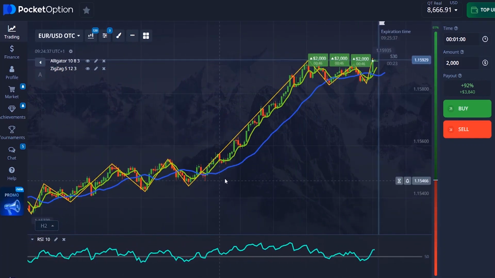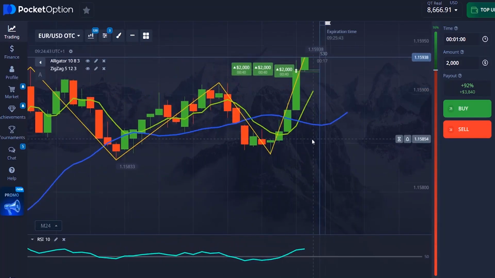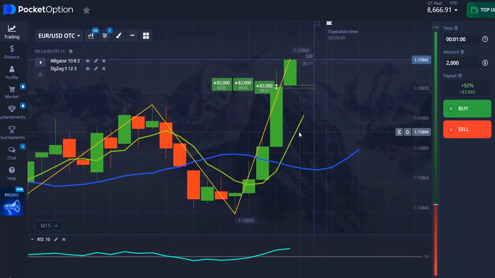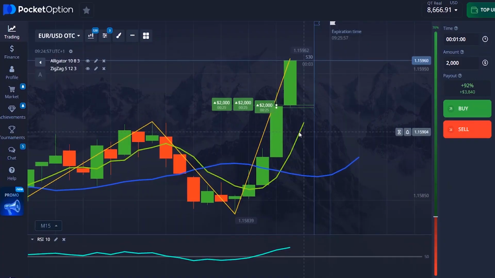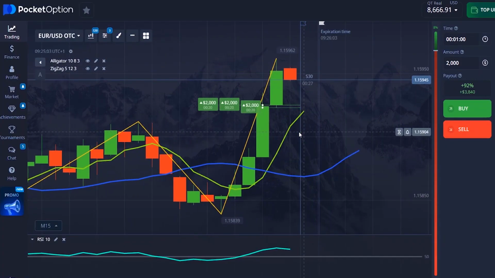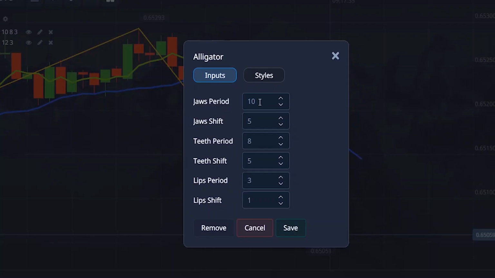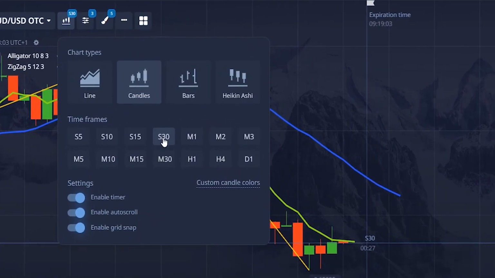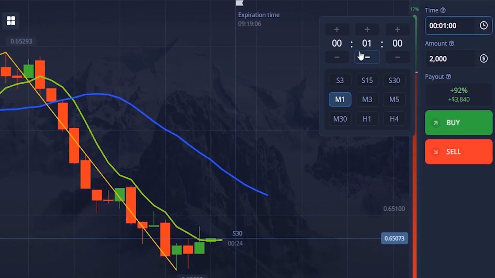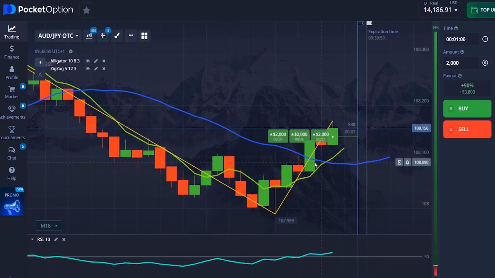In this video I'll be sharing with you how I combine three indicators to create a high probability strategy. I make use of the Alligator indicator, a zigzag indicator and the RSI indicator to find an entry level in the market. I'm going to be sharing with you the settings of those indicators, the exact candle time frame and also the expiration time I use with this strategy. Everything I'm going to be sharing with you right here on this video.